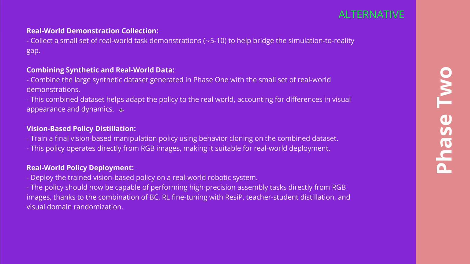So we have another training cycle if you want, and then you train here a final vision-based manipulation policy using behavior cloning on the combined data set. And this policy now operates directly from RGB images from our visual sensor on Mars, making it really suitable. This is the best way for real-world deployment on our Mars rover. You deploy this trained vision-based policy on your robotic system, and it should be able now to build the human habitat on Mars.